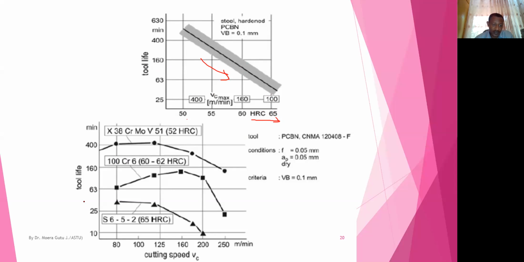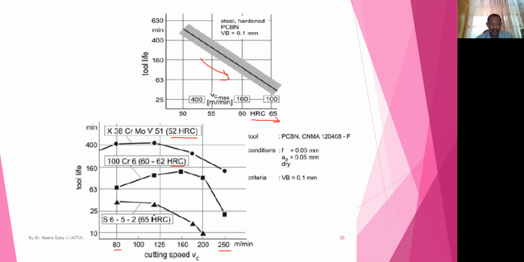So here, the second graph, you will see the tool life for different hardness materials. Here is the cutting speed. Also, the tool life depends on the cutting speed, as you increase the cutting speed from 80 up to 250 meters per minute for every hardness material. This material is chromium, molybdenum, vanadium alloy, which has 52 Rockwell hardness number. And this one is chromium alloy material, which has Rockwell hardness number 60 to 62.